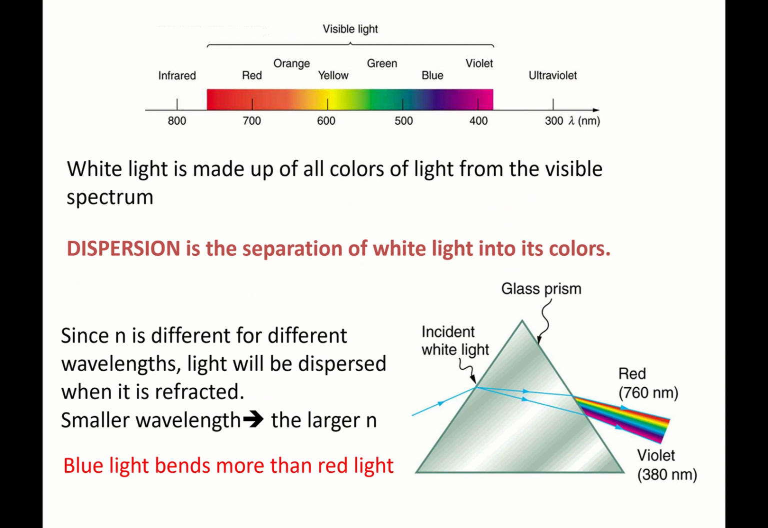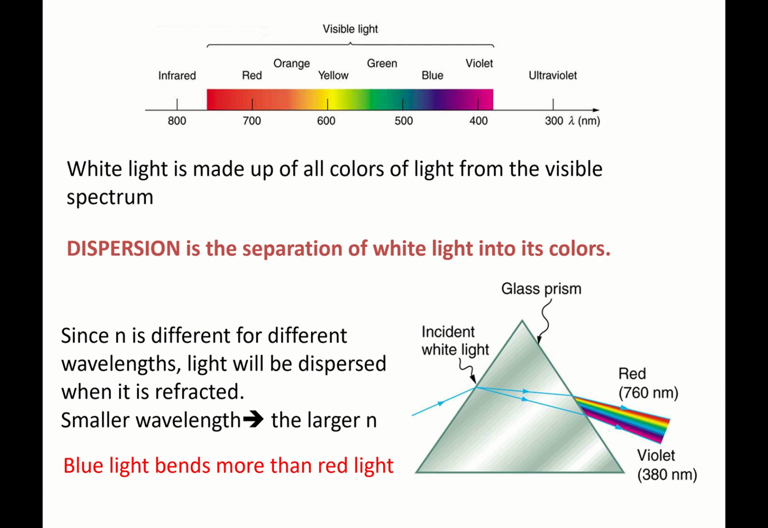So we have something called dispersion, which is the separation of white light into its colors. Don't get the terms mixed up. Diffraction was the bending of light when it went through a slit or hit an obstacle. And dispersion is the separation of white light into the spectrum of colors, into a rainbow. Visible light is made up of wavelengths usually from about 760 nanometers to 380 nanometers. That's what a human eye can see. And that can separate out into a rainbow when it is refracted, because the refractive index for the different wavelengths of light is different.